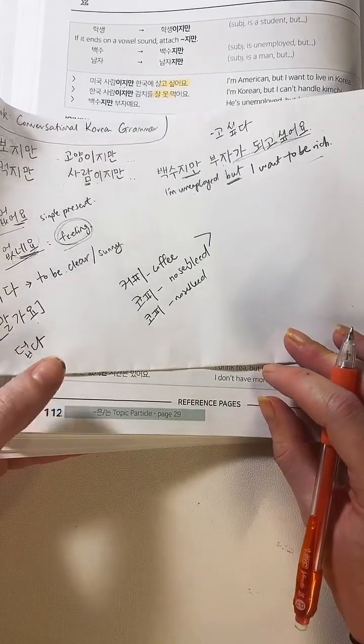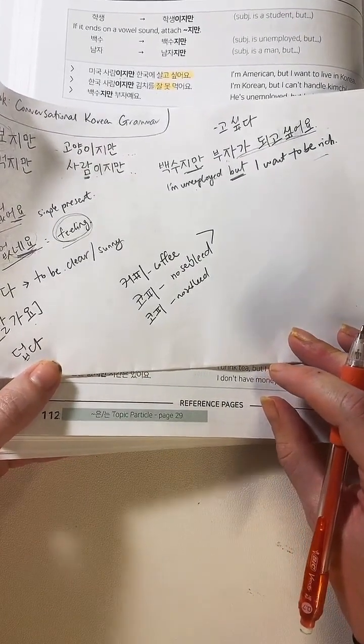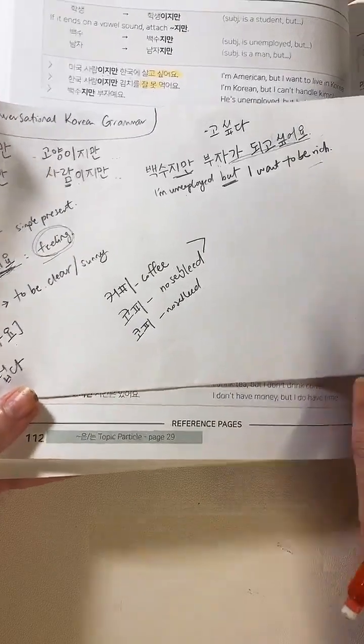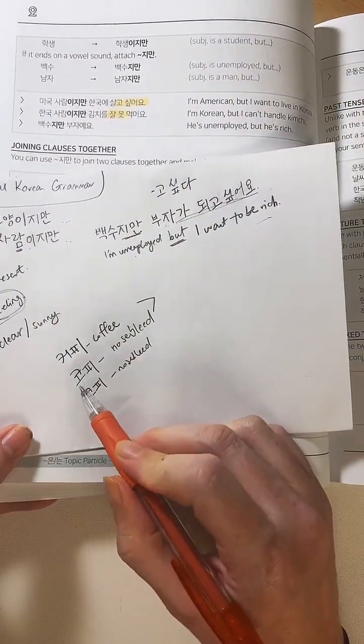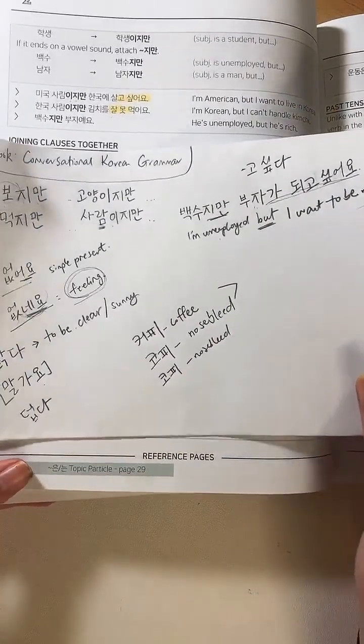Kappi is coffee, and koppi is nosebleed. Yes, thank you. Yep, it is with the kiuk, not the giuk. Yep, thank you very much.